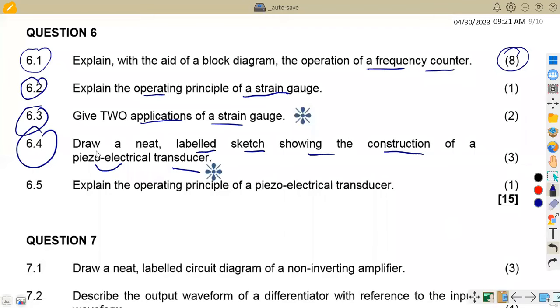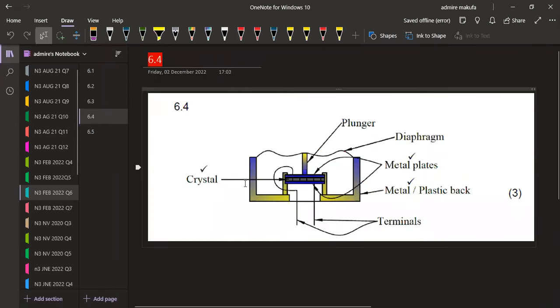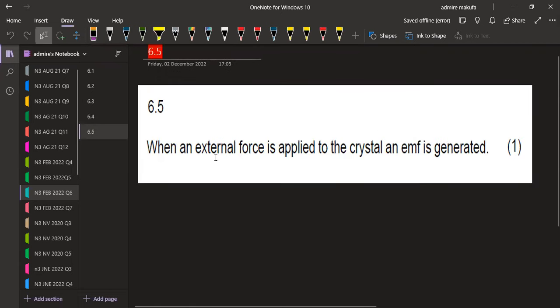So make sure that on the diagram, these are properly shown or presented, and you must draw a very, very neat diagram. Then explain the operation, 6.5, of the piezoelectrical transducer, the one that we drew on 6.4. Now they are asking us to explain the operation. All right, so on the operation, when an external force is applied to the crystal, an EMF is generated. When we apply force to this crystal here, an EMF is going to be generated from that external force. So that is what we have on our description.